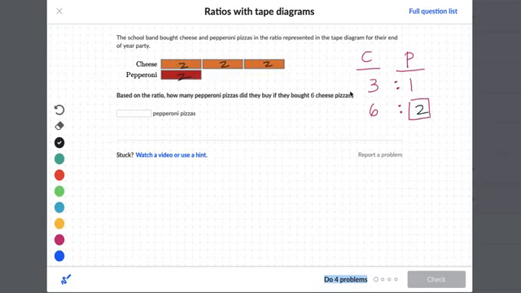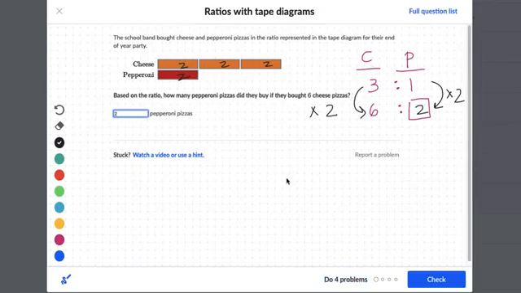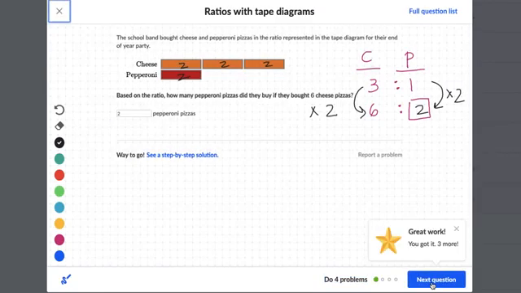Another way you could have figured it out was with your normal method. 3 times what number gets you to 6? That's 2. So then 1 times 2 will also get you to the pepperoni. So it's just a visual way for you to figure out that number by making sure that it adds up to your number in the problem. So that would be 2 pepperoni pizzas. Okay.